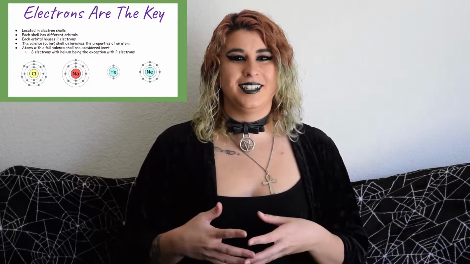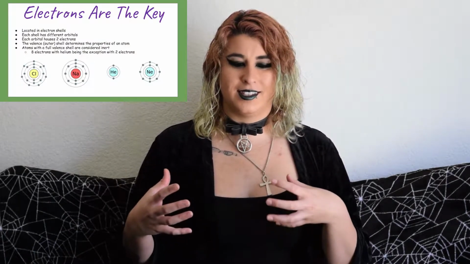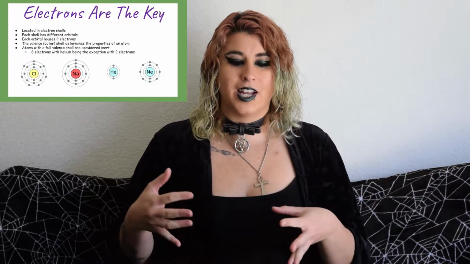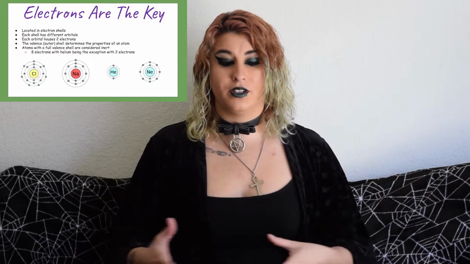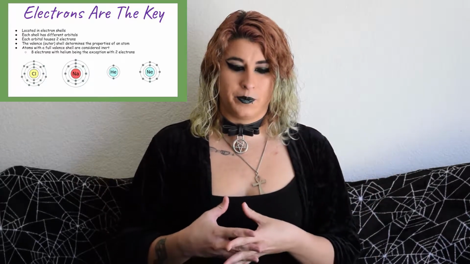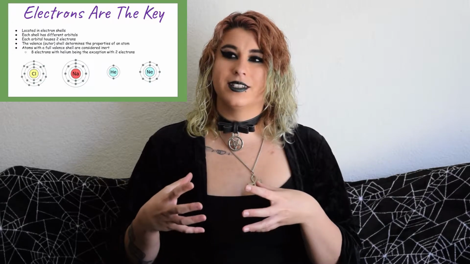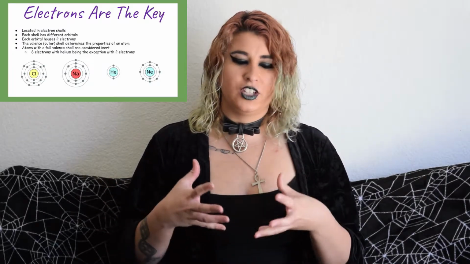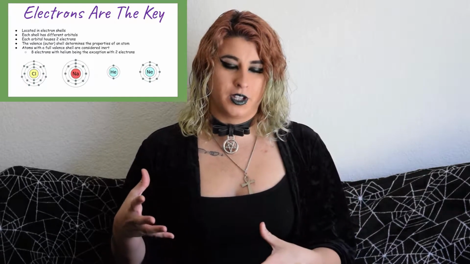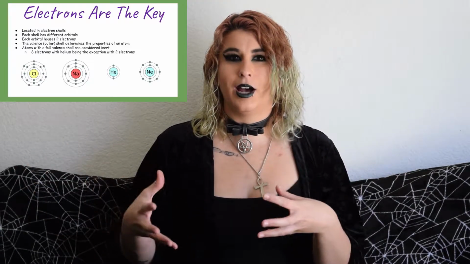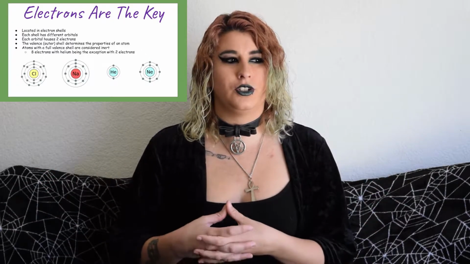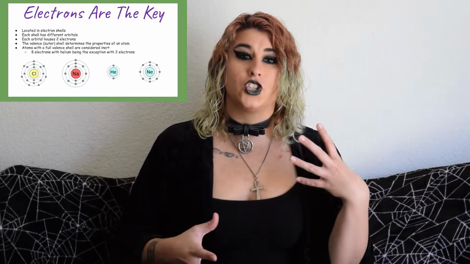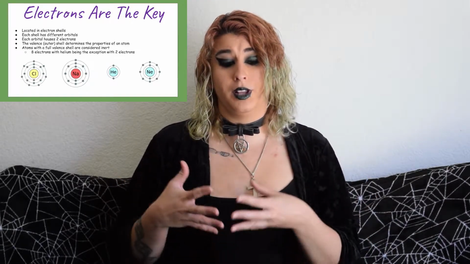Now, the first thing you need to know about chemical bonds is that electrons are the key to the entire process. Electrons are going to be located in what is known as electron shells, which kind of means that they're layered like an onion, and each of these shells has different orbitals, and an orbital is basically a place for electrons to exist, kind of like an apartment within the shell, and each orbital is able to hold 2 electrons.